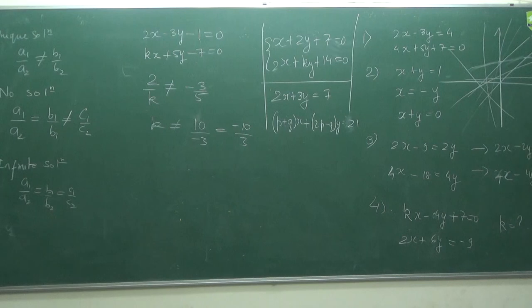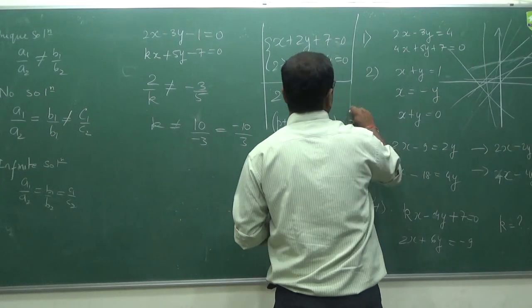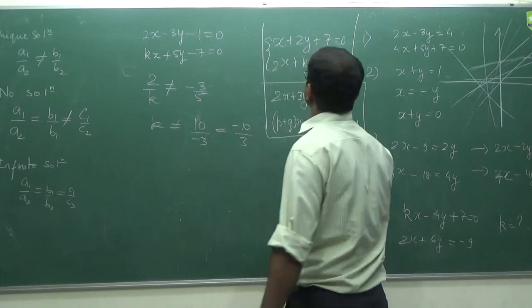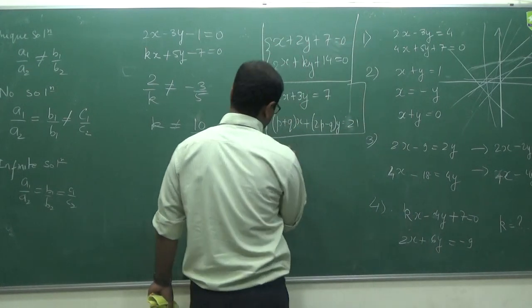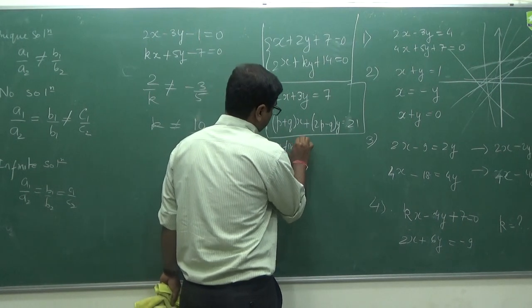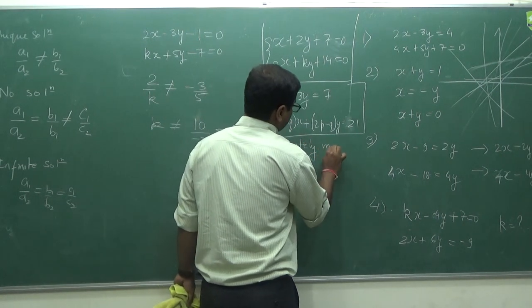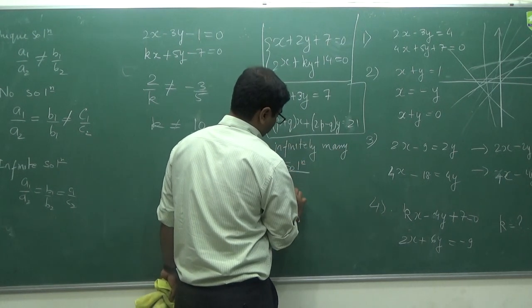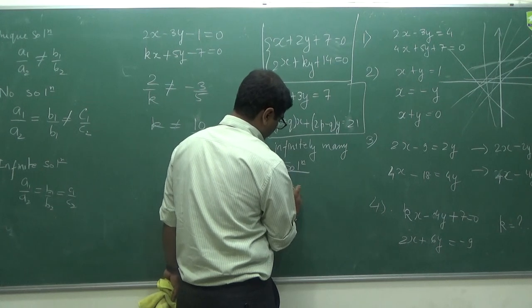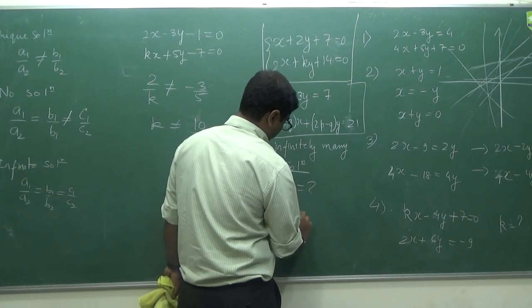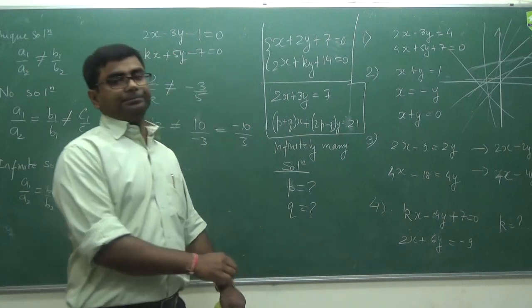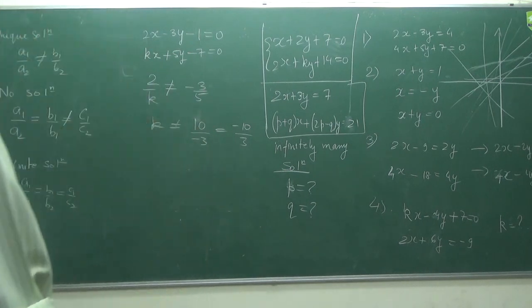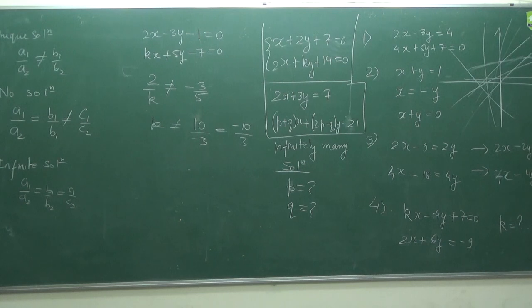P plus qx plus 2p minus qy equals 21. Infinitely many solutions. So p is equal to 5, q is equal to 1.